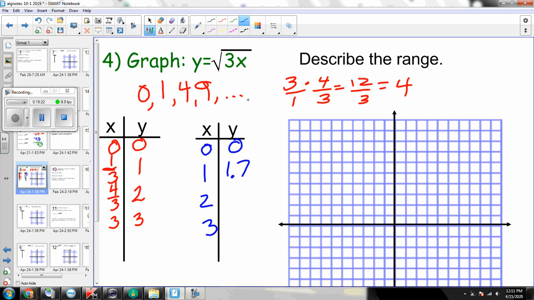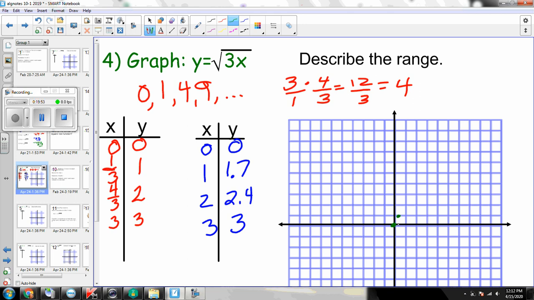If I put in 2, 3 times 2 is 6. The square root of 6 rounded to the tenths would be 2.4. And if I put in 3, 3 times 3 is 9. The square root of 9 is 3. It doesn't matter which XY table you use, you're going to get the same graph. So if I graph the points in the first XY table, my first point is 0, 0. Then 1/3, 1 would be right 1/3, up 1.